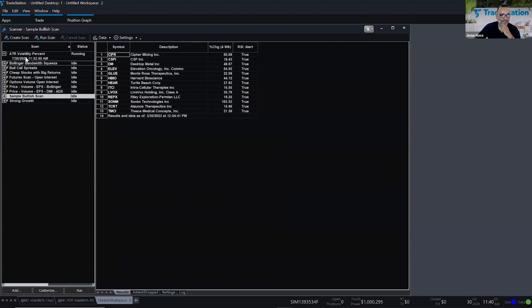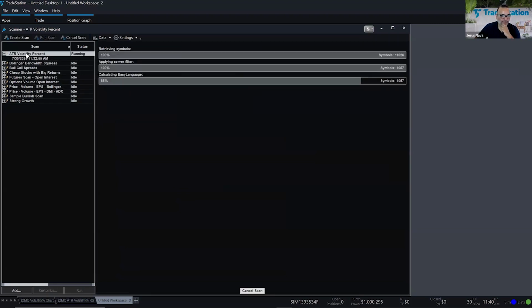Let me go back here to my TradeStation. Now we are at 85%. Let's just give this a few more seconds to complete, and then we'll be done.